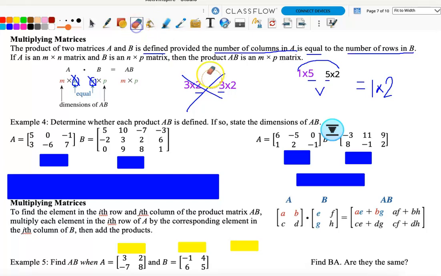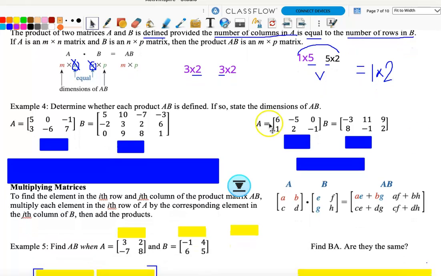Now, could you add a 3 by 2 and a 3 by 2? Yes. You can add them and get another 3 by 2. But when you're multiplying, these numbers have to be the same. Okay? So, let's try some problems with that.